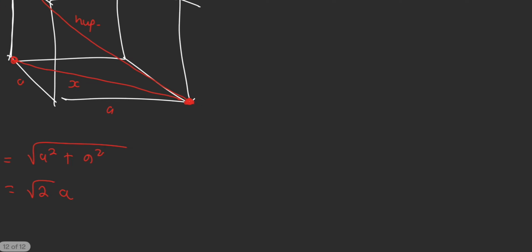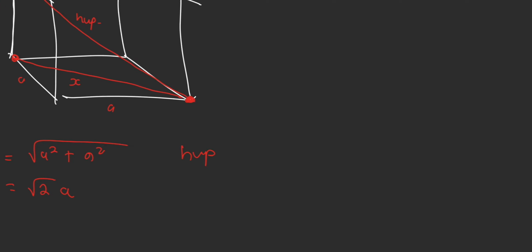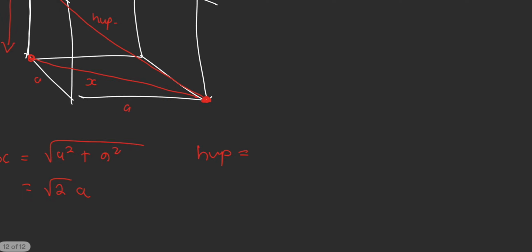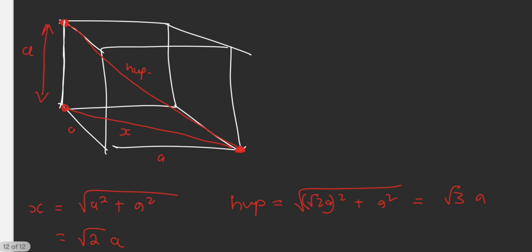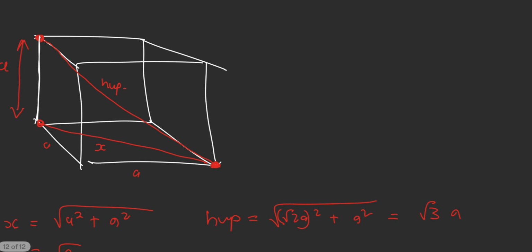So you know that the hypotenuse, which is that cross diagonal, is going to be the square root of (root 2a) squared plus a squared, which is root 3a. So the hypotenuse for this diagonal is going to be root 3a.